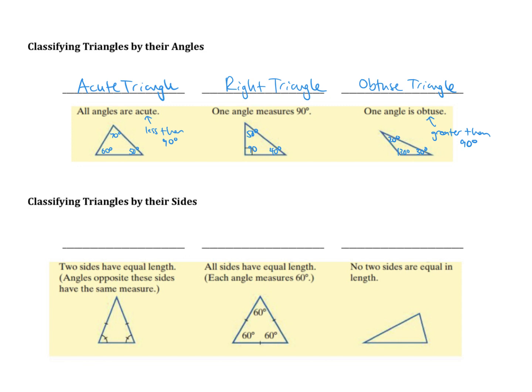Okay, now we're going to classify triangles by their sides. If you have a triangle with two congruent sides and a third side that's different, we call that isosceles. And a triangle with three congruent sides, where all three sides are congruent, we call it equilateral. And a triangle with three different side lengths is called scalene.